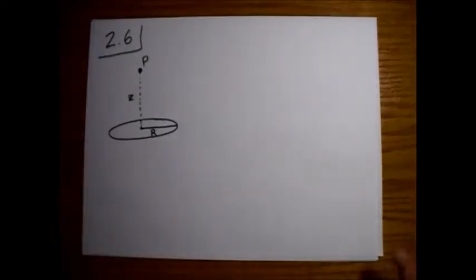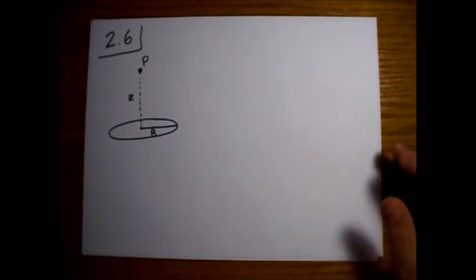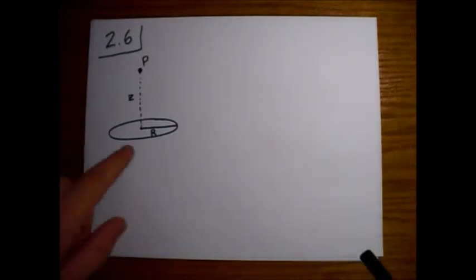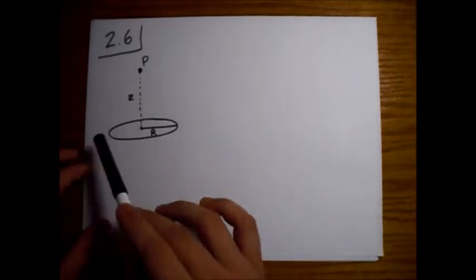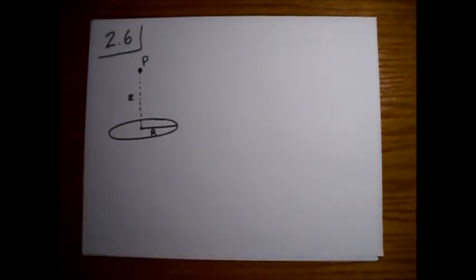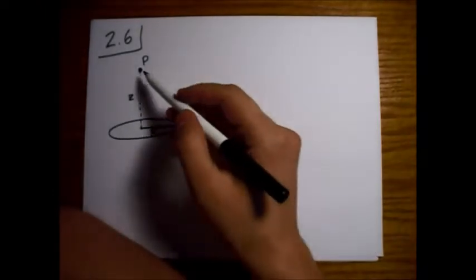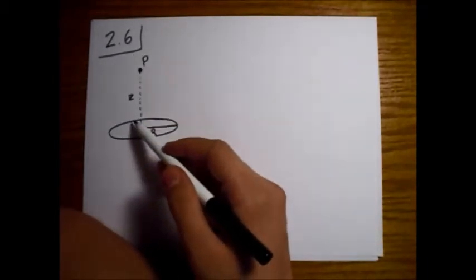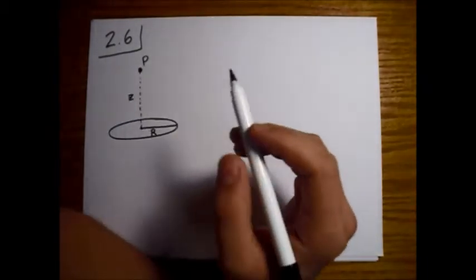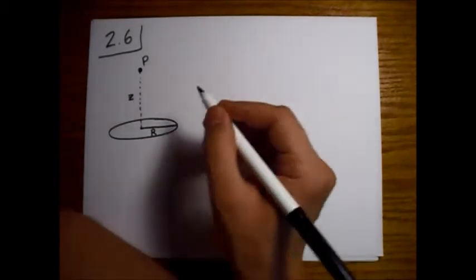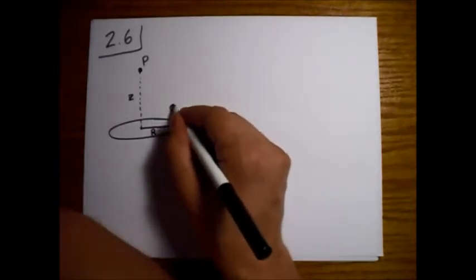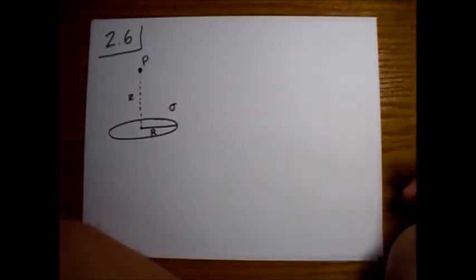Right, so here we have Griffiths Electrodynamics, problem 2.6. We're going to be looking this time at a solid disk of charge and our good old point P, which is a distance z straight up from the middle of it.